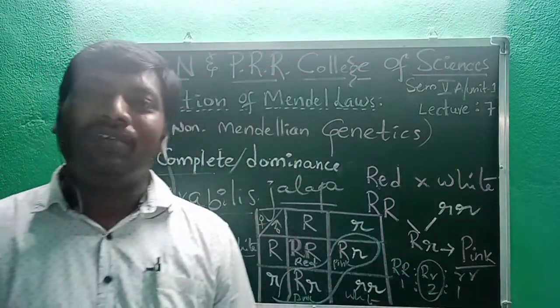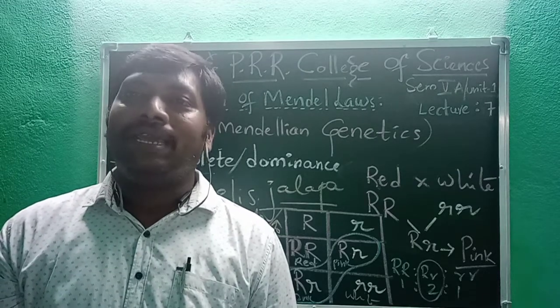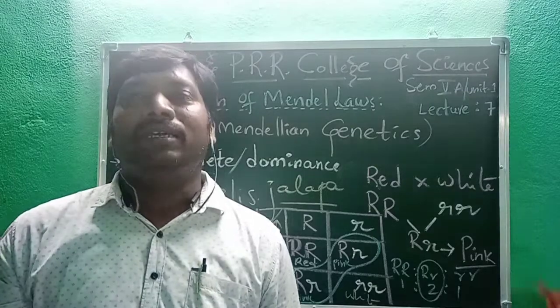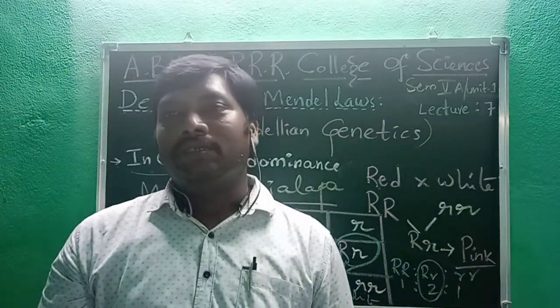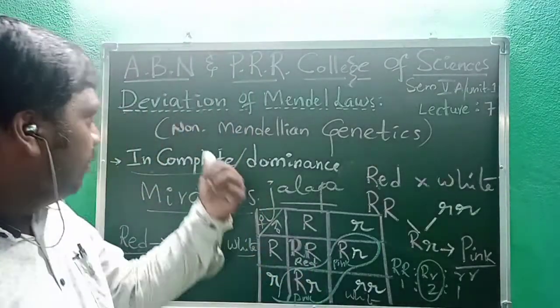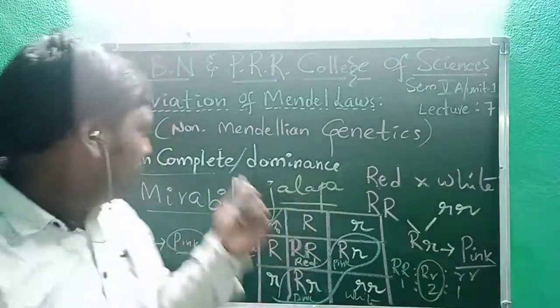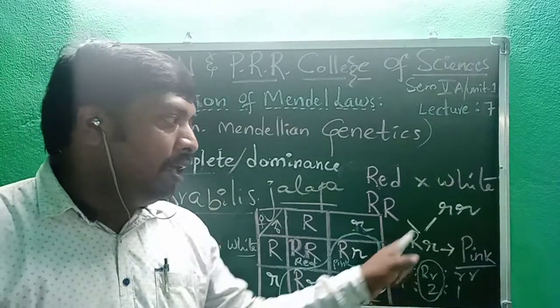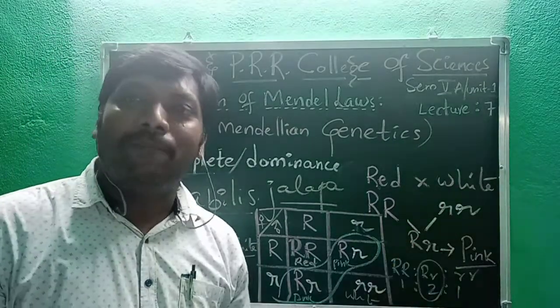This is also an incomplete dominance example in human beings. Likewise, in next sessions we will learn so many examples. So this is the first non-Mendelian genetics law: incomplete dominance. Red is crossed with white to produce an intermediate color that is called pink color.